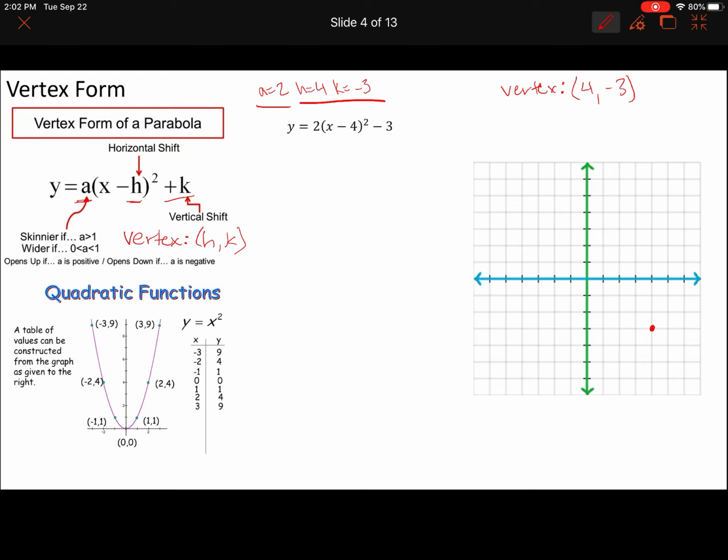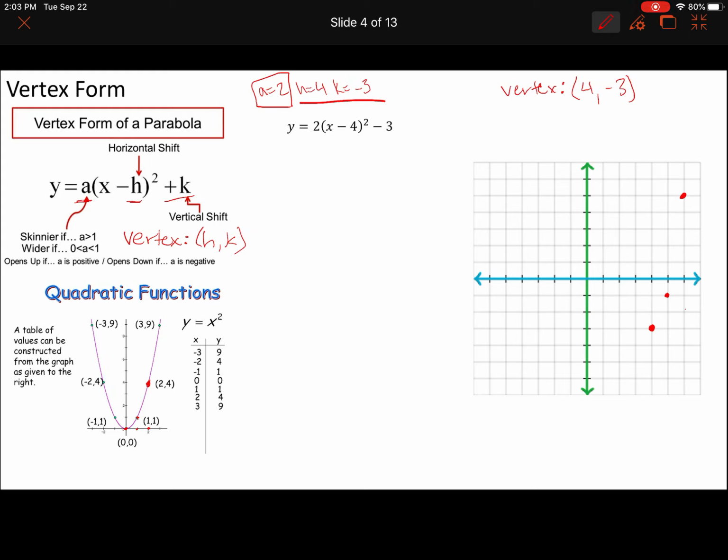So again, we can do a couple things. From the vertex, we go over 1, up 1, but this time A is telling us that it is going to be 2 times as tall. So from here, if I go over 1 on our graph, then I have to go up 2 instead of 1, because that would be twice as tall. For the second point, it's over 2, up 4. So from my vertex, I go over 2, up 1, 2, 3, 4, 5, 6, 7, 8 to do my next point.